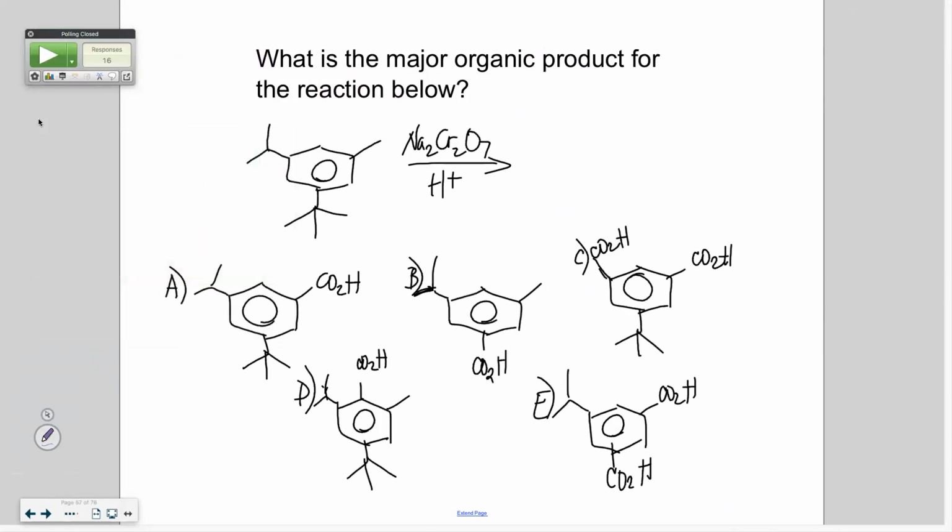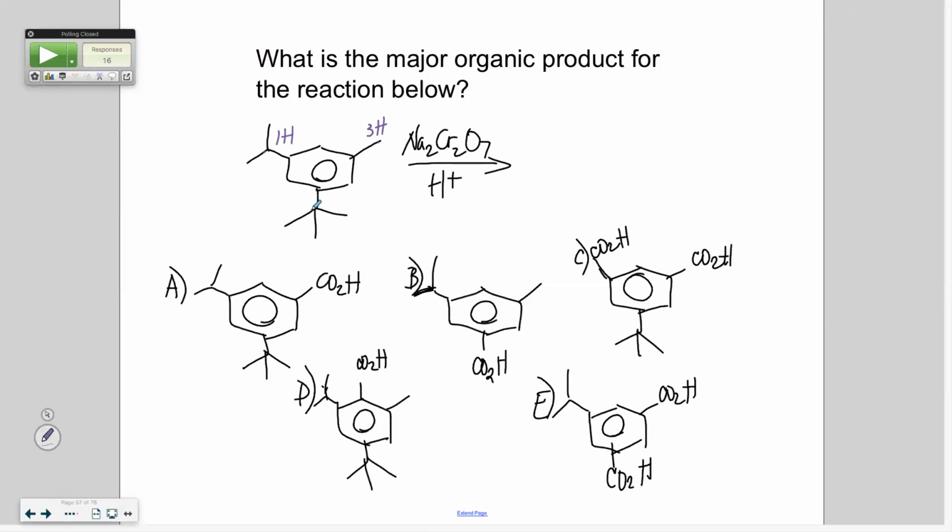Okay, so what does the chromium reagent do? It's an oxidizing agent, right? So it's going to oxidize what carbon? They have to be benzylic and they have to have one hydrogen. Okay, a minimum of one hydrogen. So this carbon has how many hydrogens? 3.